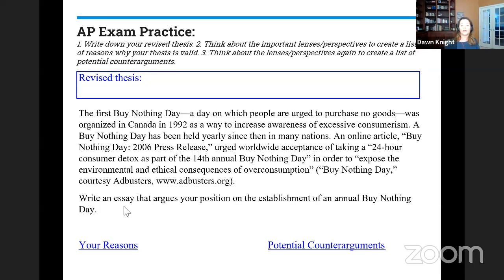And then finally, I want you to think about those lenses and perspectives again to see if you can create a list of potential counter arguments. So trying to anticipate the arguments for the other side. Okay, so that's your exam practice. And we'll talk a little bit more about that then in tomorrow's lesson.